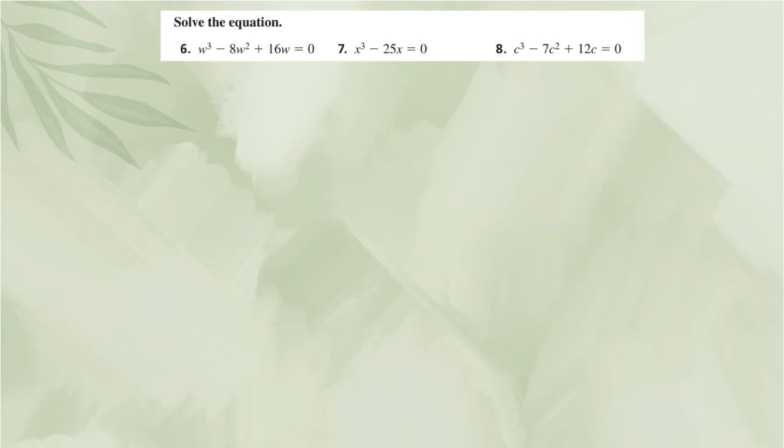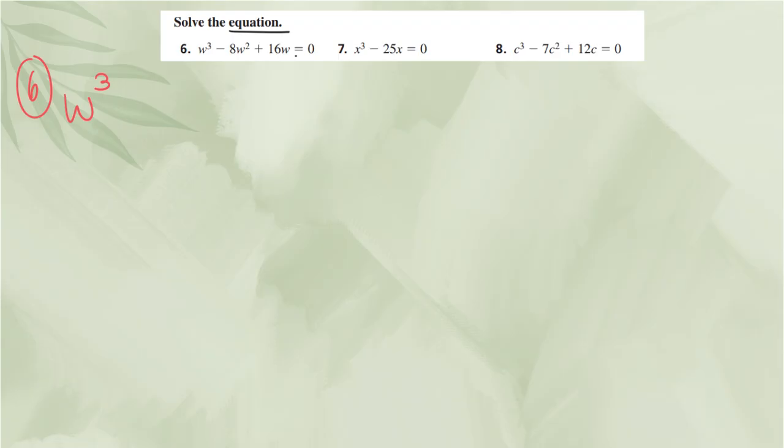Here it says solve the equation. And I already know that there are equal signs and each one of them is equal to 0. So we're looking for our variables, solving in this case for W for 6, X for 7, and C for 8. We might have more than one, but let's work them out first. Number 6, we have W cubed minus 8W squared plus 16W equals 0.